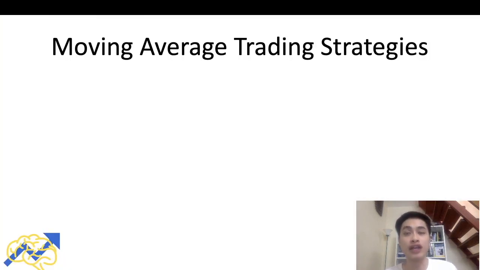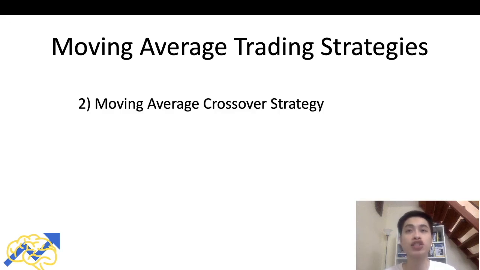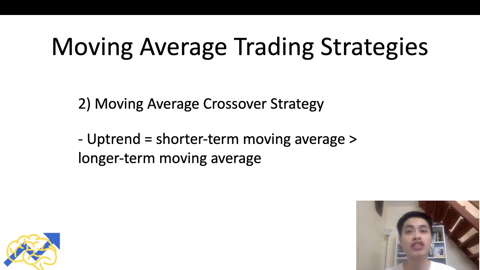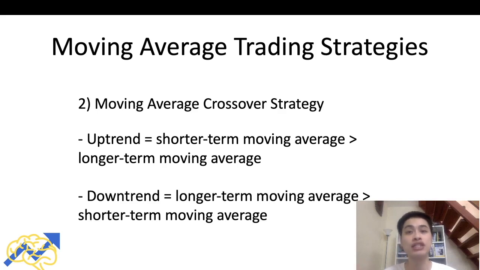So the first moving average strategy is to use the slope of the moving average to indicate to us the trend of the market. The second strategy is the moving average crossover strategy. The moving average crossover strategy is when a shorter term moving average crosses above a longer term moving average. This indicates to us an uptrend. When a longer term moving average crosses above a shorter term moving average, this indicates to us a downtrend. So in an uptrend, we want to see the shorter term moving average above the longer term moving average, and in a downtrend, we want to see the longer term moving average above the shorter term moving average.